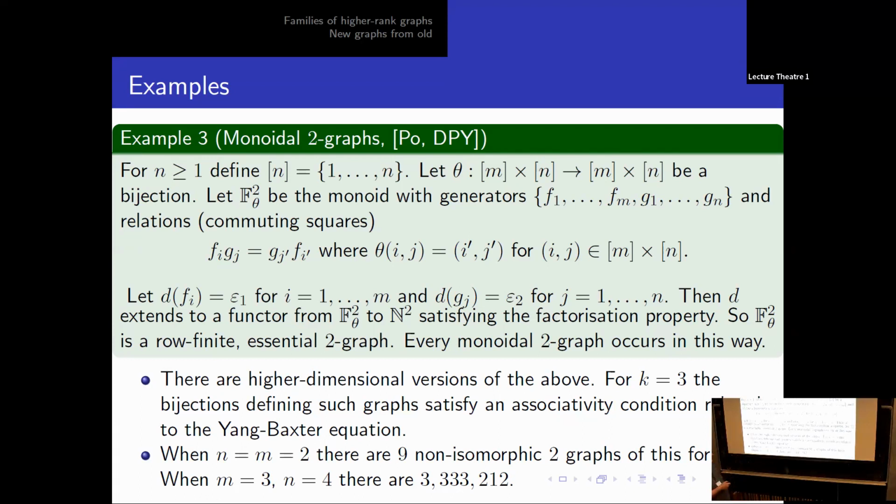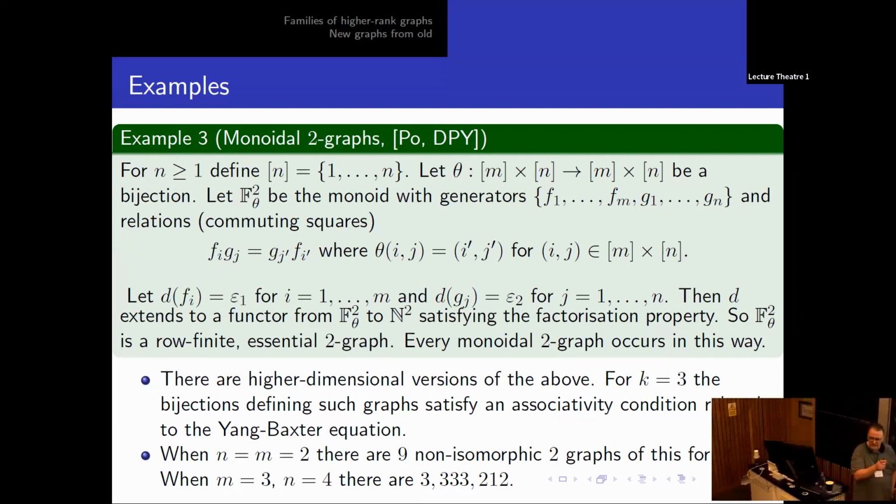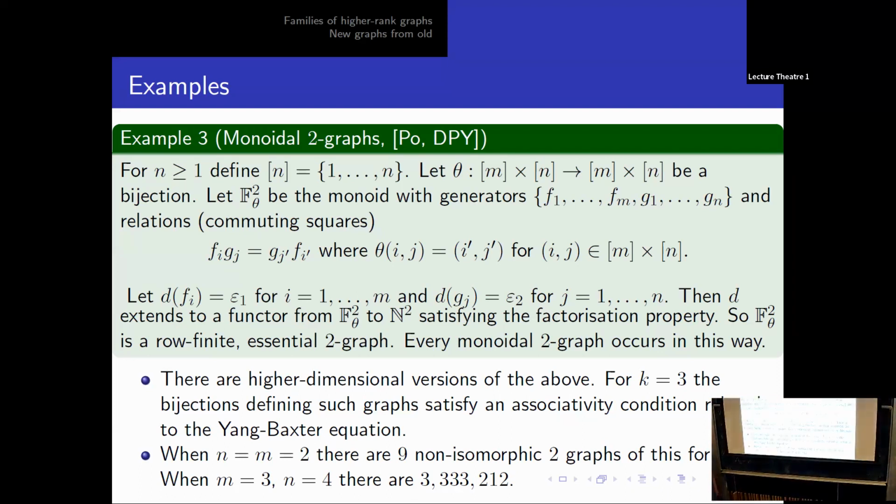What gets really interesting, and this was thanks to, I think, did you have a hand in this? He credits you for this. Only for the 9. Only for the 9. Well done, you got it right. But for m equals n equals 3, there are over 3 million.